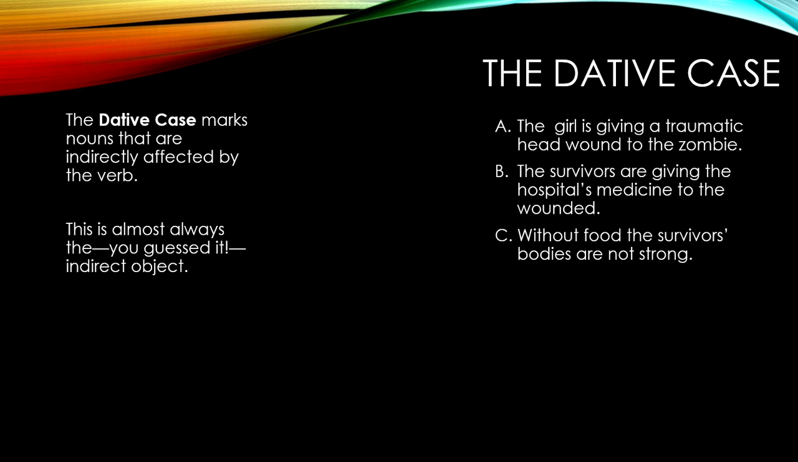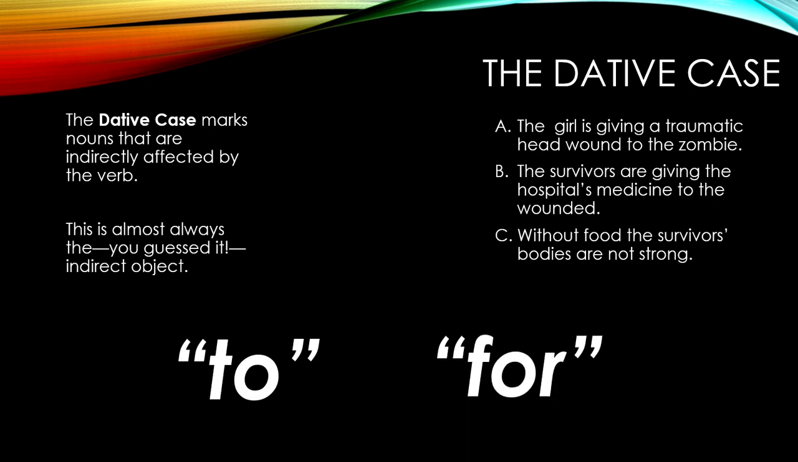In sentence A, the girl is giving the head wound to the zombie. Zombie would be dative singular. In sentence B, the survivors are giving the hospital's medicines to the wounded. The wounded would be dative plural. The dative case is usually translated as to the noun or for the noun.